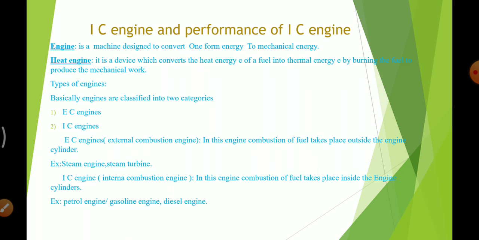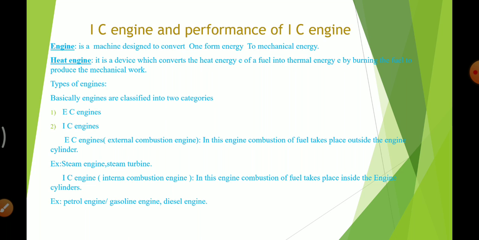First, EC engines means external combustion engines. In this engine, combustion of fuel takes place outside the engine cylinder. For example, a steam engine or steam turbine. In our sugar plant, we hear the word boiler. In that boiler, there is a formation of steam, because to form the steam, fuel is required to heat or boil the water, and this is done outside, in the sugar plant.